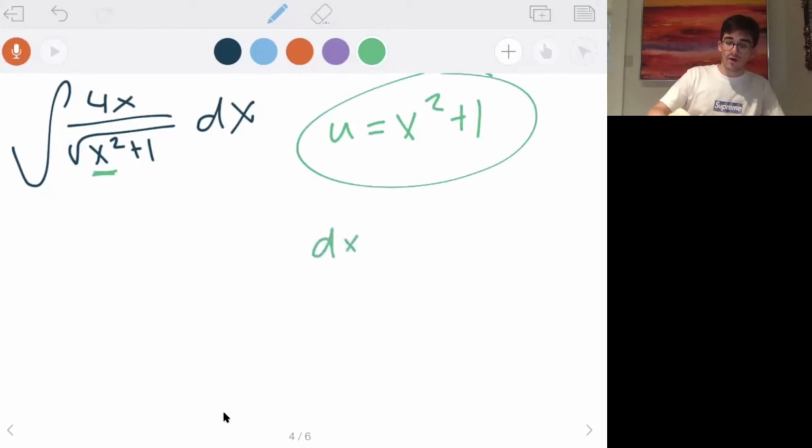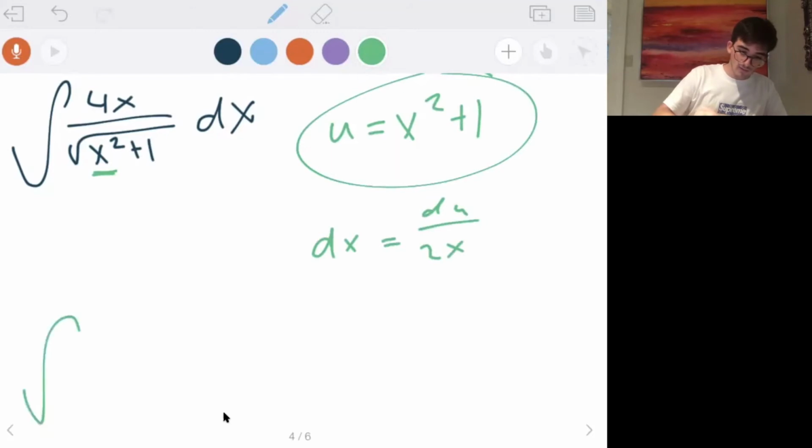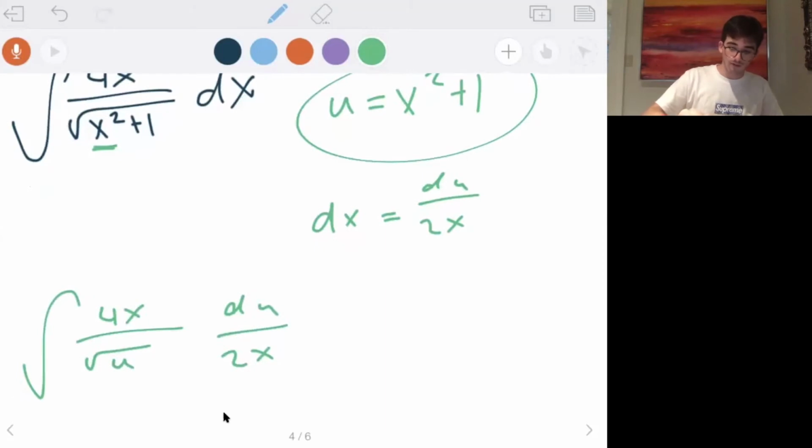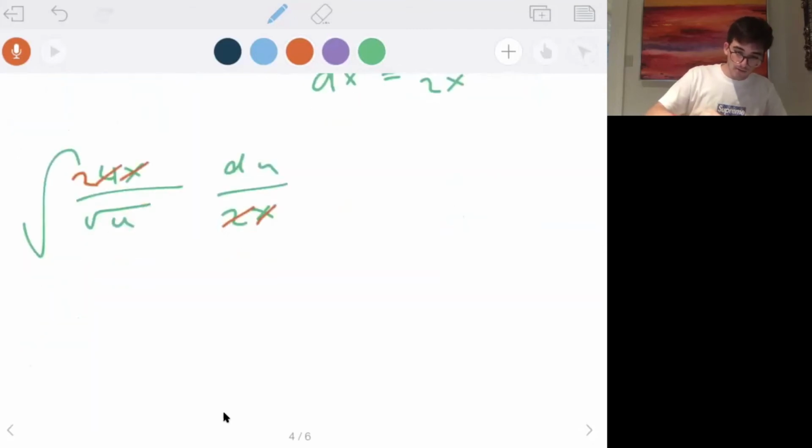Dx is du over the derivative, so dx is du over 2x, and now we're ready to make all the substitutions. Okay, so that's going to give us the integral of 4x over the square root of u times du over 2x. Okay, and you'll notice that those x's cross out. If they don't, you did something wrong. So make sure they cross out. Okay, so cross out your x's, and we can also simply reduce that fraction a little bit. We have 4 over 2, that's just 2. So putting this all together, we're back at 2 times the integral of 1 over the square root of u du.